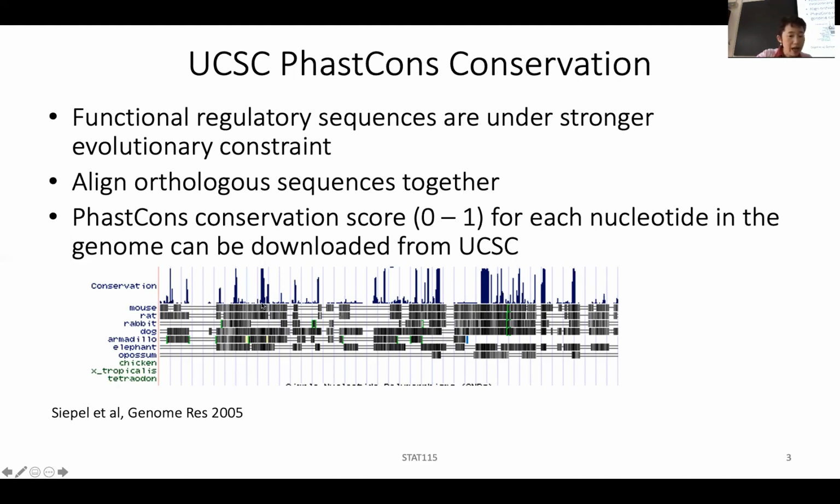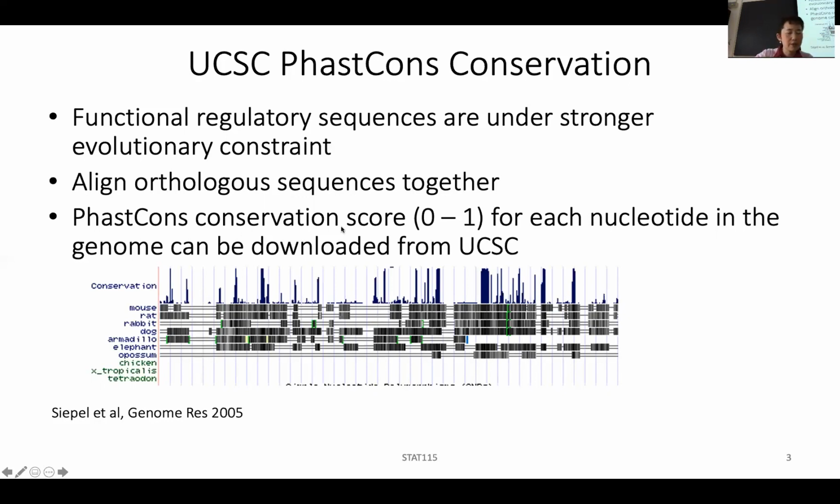If it's very high, it means you can see here, this is very deeply conserved, which means this sequence is present and also quite similar in all the other species. Whereas you can see this region is only present in human but doesn't appear in the other species. So it's not a very conserved sequence.